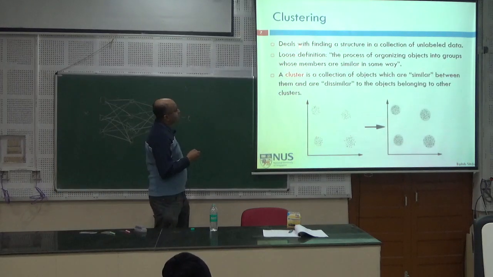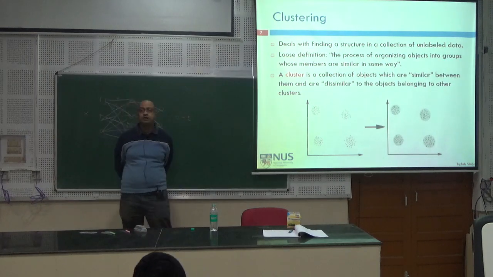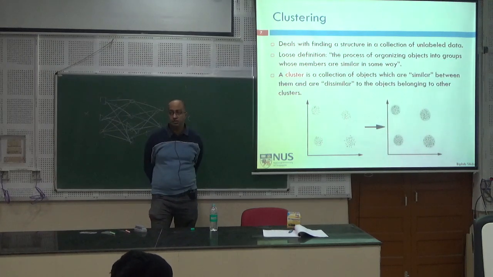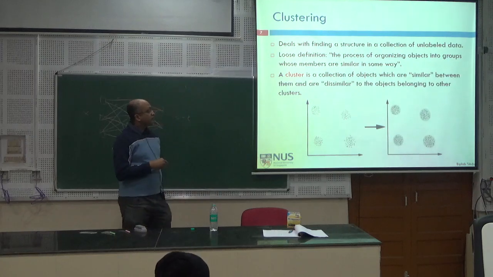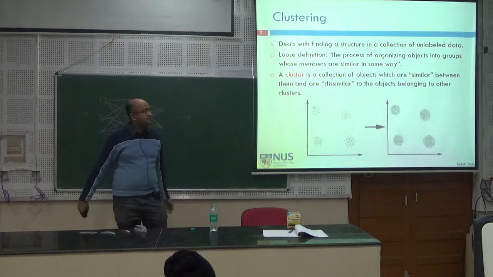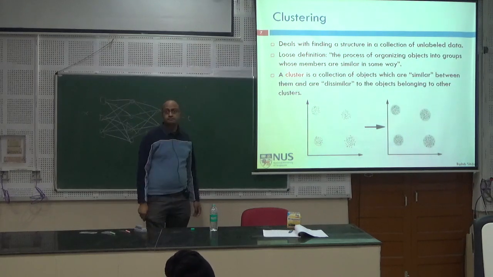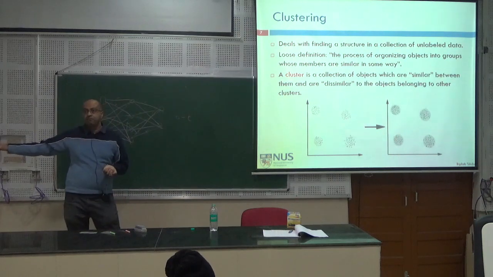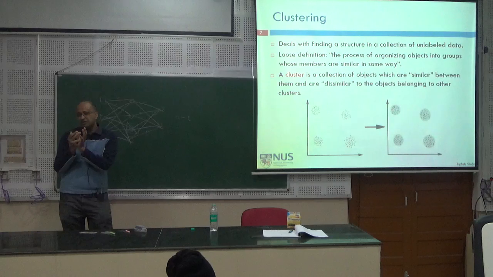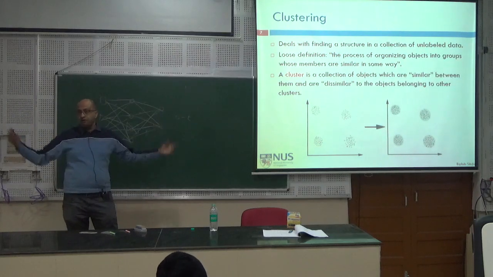So what it does is it deals with finding a structure in a group of unlabeled data. My data doesn't have any labels. I don't know what is what. But I want to find some structure. I would say these look similar, those don't. And if you want to define what a cluster is, it's a collection of objects which are similar between them, and they're different from everybody else. Within the cluster, things are sort of the same, but from somebody in another cluster, hopefully they're very different.